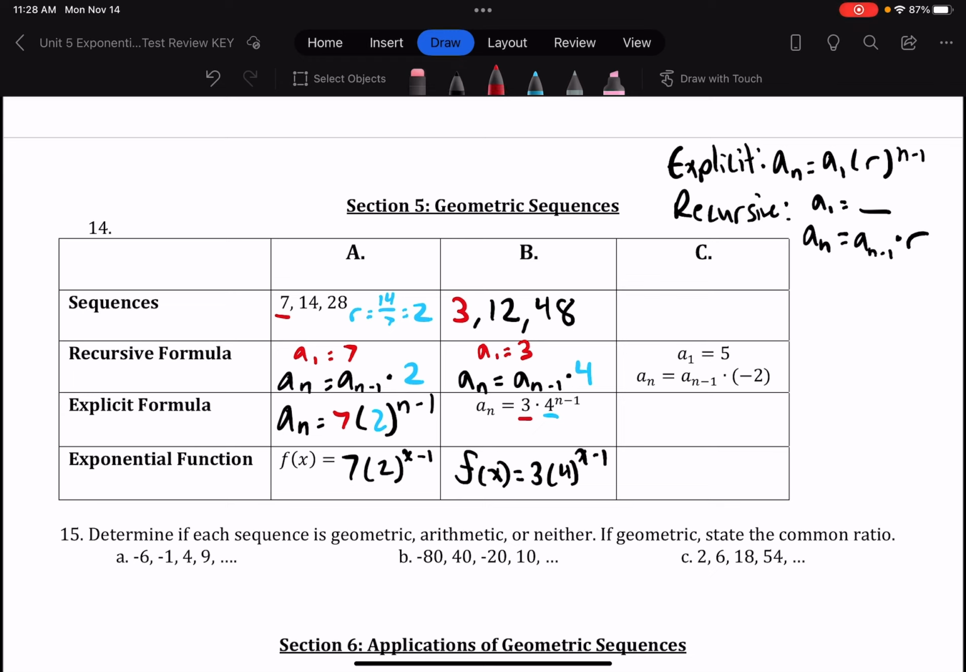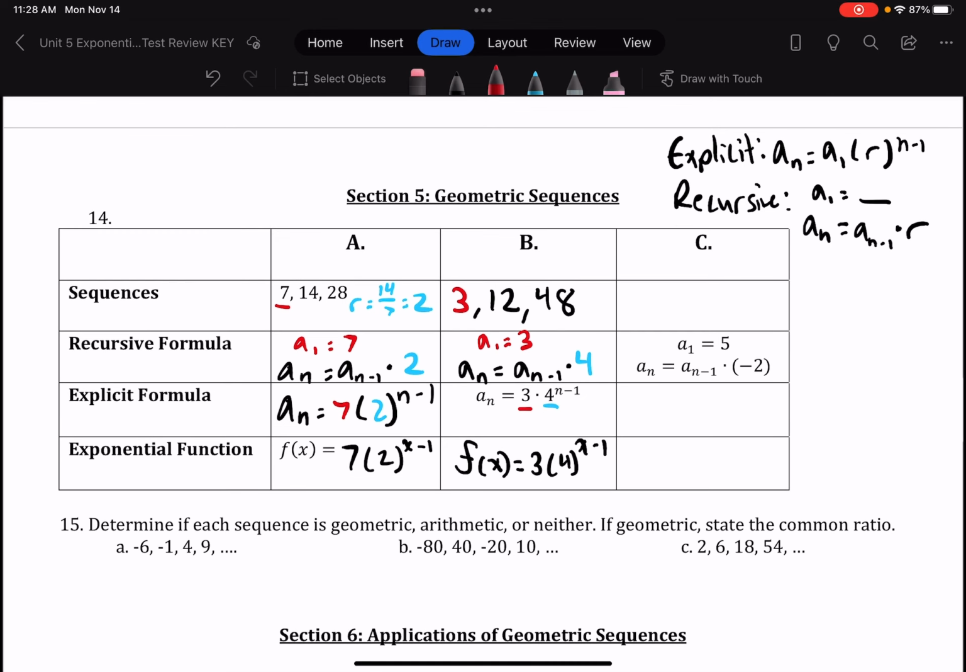Now our column C, I'm going to start off with that recursive formula. It's giving me that my initial value is 5, and then my common ratio is negative 2. So if I write this as an explicit formula, I've got a sub n is equal to 5 times negative 2 raised to the n minus 1 power, and my exponential function will be f of x equals 5 times negative 2 to the x minus 1 power.